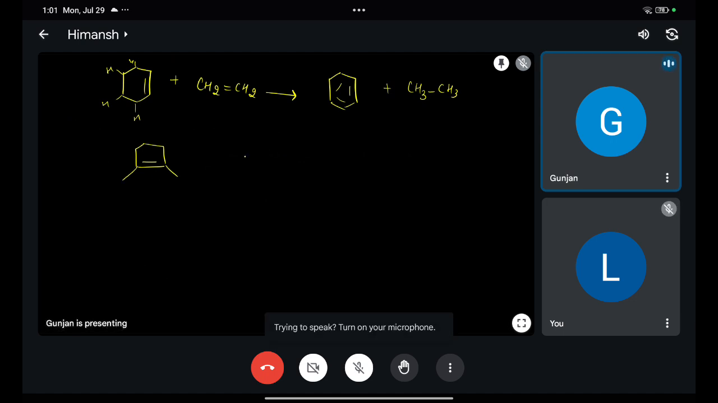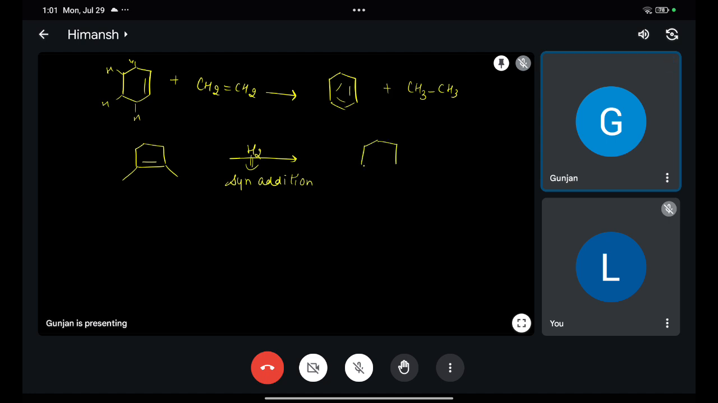After that, let's say this is the structure given to you. You're adding hydrogen. So always remember that it is syn addition, means on the same plane it adds. So it's a syn addition. Means we are adding, let's say, methyl, hydrogen, okay?